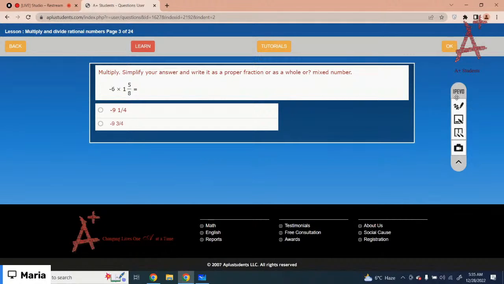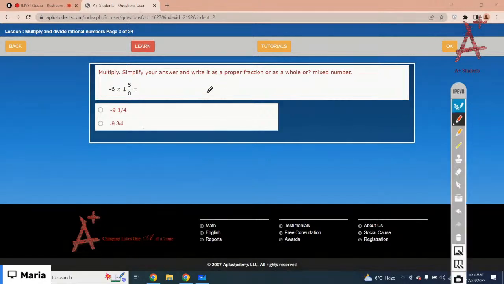You have to multiply them. You have negative 6 over 1. 8 times 1 is 8 and 8 times 5 is 40 over 8. You have to do numerator times numerator and denominator times denominator. Got it? 4 times 6 is negative 20 and 5 times 1 is 5. Just divide them.